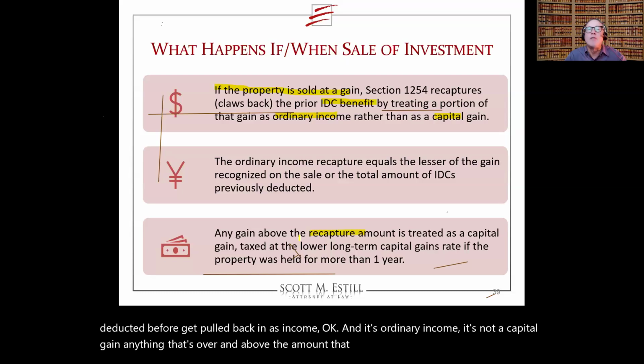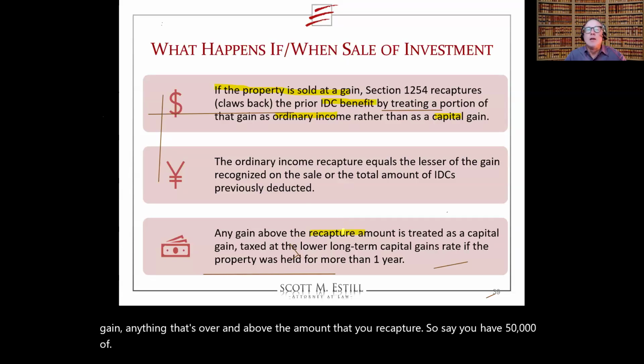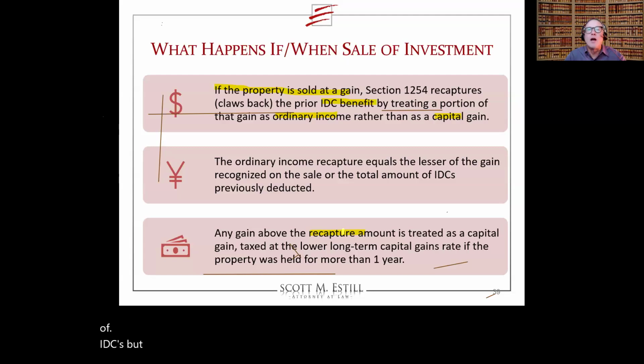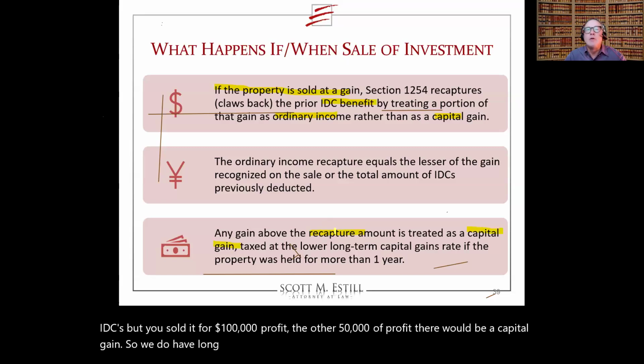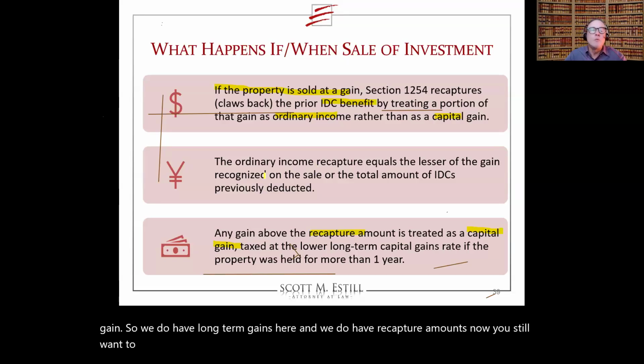So say you have 50,000 of IDCs, but you sold it for $100,000 profit. The other 50,000 of profit there would be a capital gain. So we do have long-term gains here, and we do have recapture amounts. Now, you still want to do this. And here's the reason why.